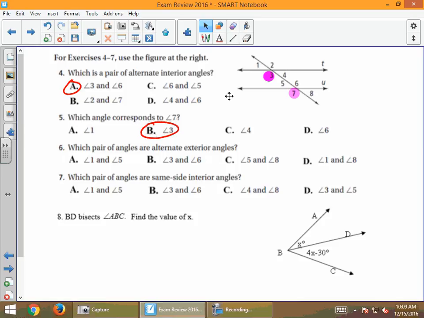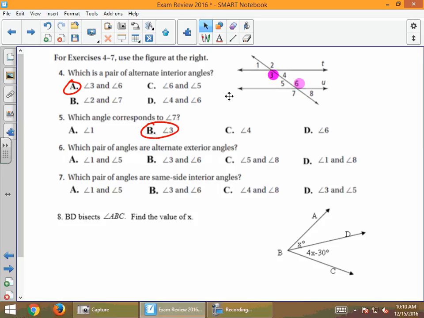Number 6. Which pair of angles are alternate exterior? Let's look at 1 and 5. We know alternate means on opposite sides. Exterior means outside. That's not going to be it because 5 is inside, right? Can't be it. What about 3 and 6? Are these angles outside, or are they inside the parallel lines? They're inside. Can't be that one.